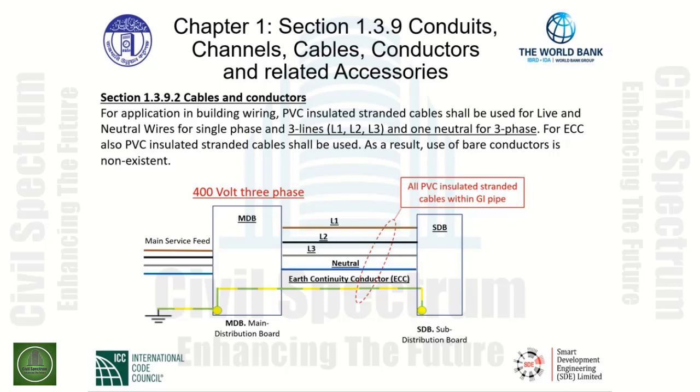Of special note, you will see that L1 is colored brown, L2 is colored black, L3 is colored gray, with our neutral being indicated as the color blue, and the earth continuity conductor, ECC, again is green with yellow, as indicated in the IEC new standard for color coding of this system, which is the 400 volt 3-phase system.